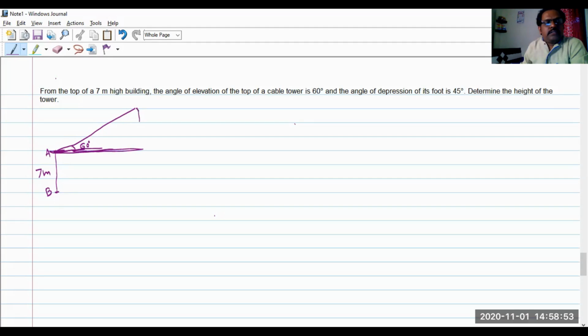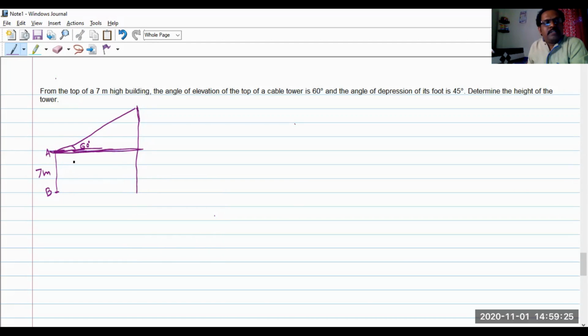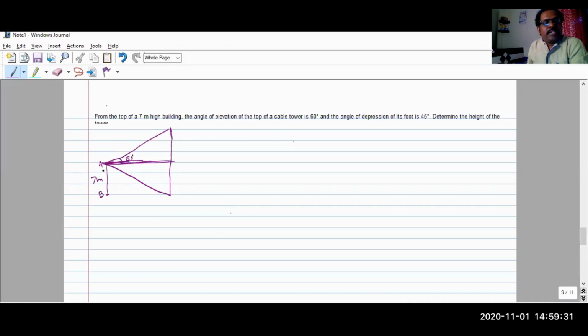So we can draw the tower here like this. This is a tower, right? And the angle of depression of its foot is 45 degrees. So this is a cable tower. So from the top of the building, the angle of depression of its foot: the foot of the tower is here, so the angle of depression of this foot of the tower from the top of the building is given as 45 degrees. So here it is given 45 degrees.